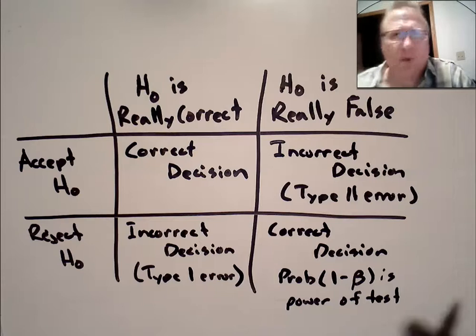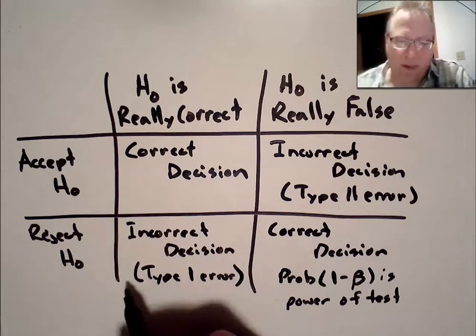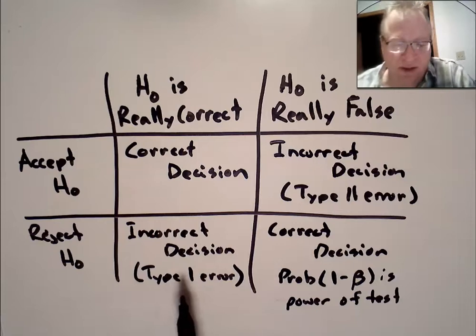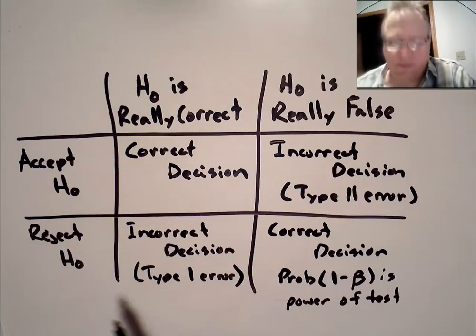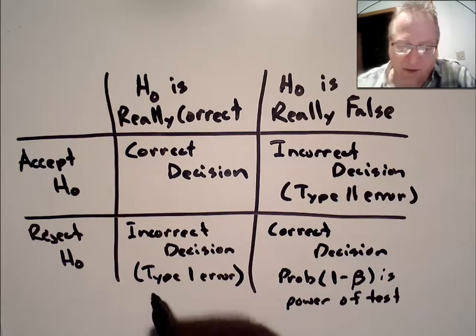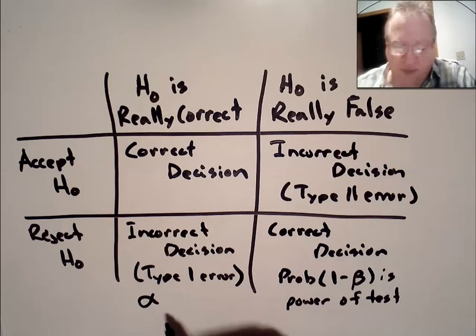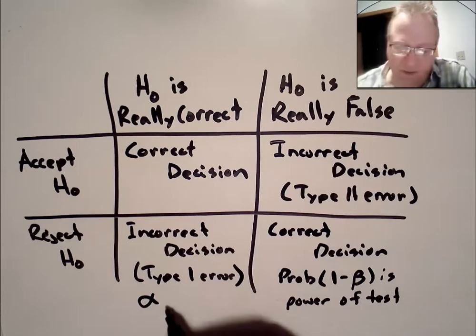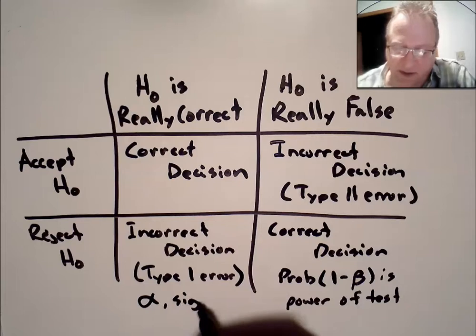I left off one piece. If the null hypothesis truly is correct and we reject it, we know that that's an incorrect decision, and that's going to occur alpha times, where alpha is our significance level.